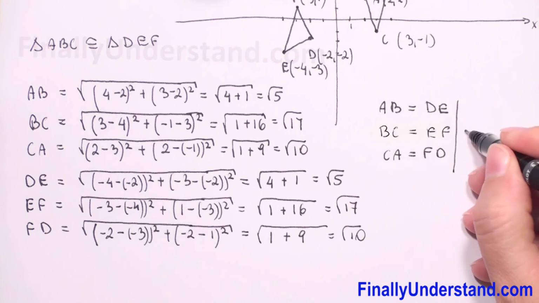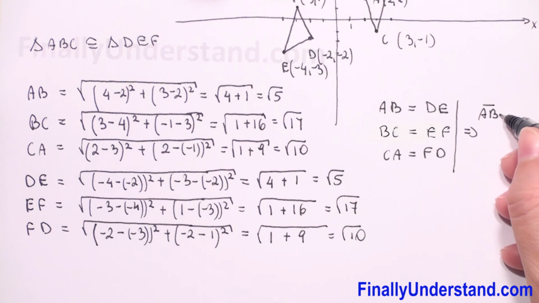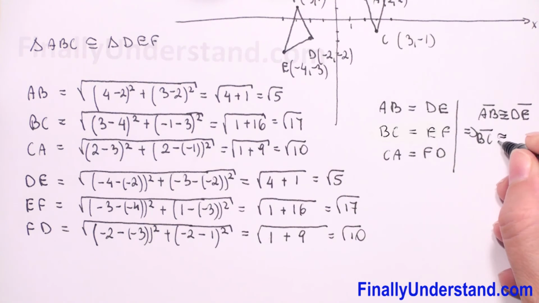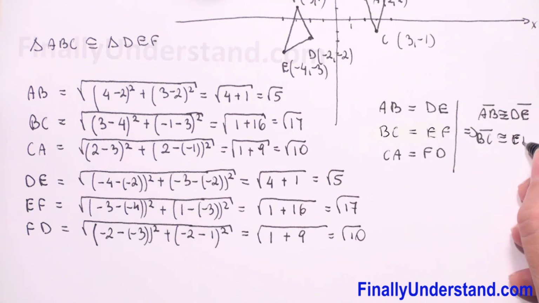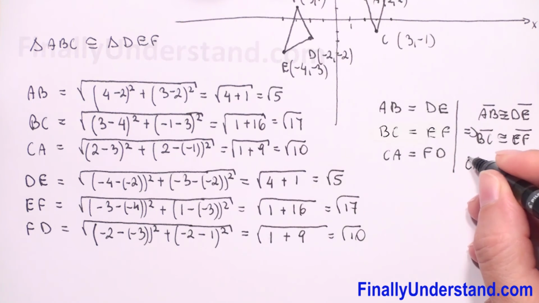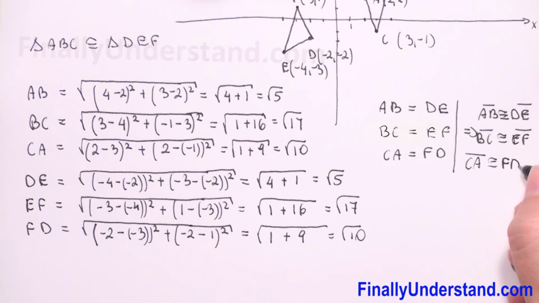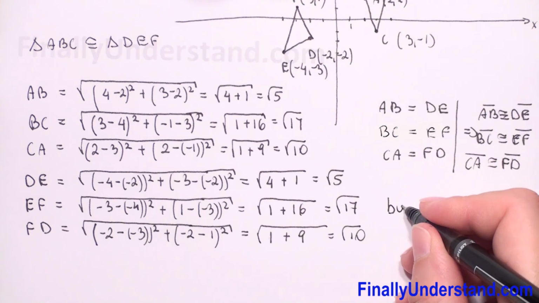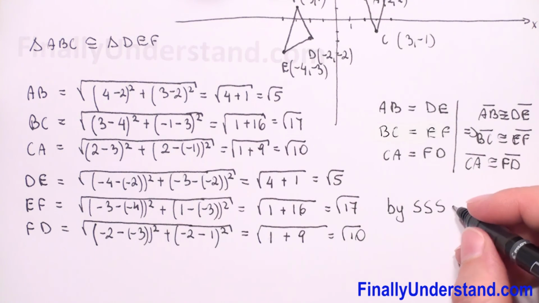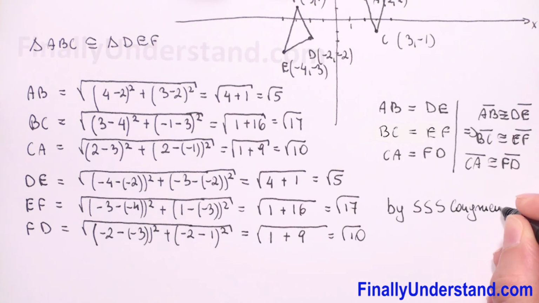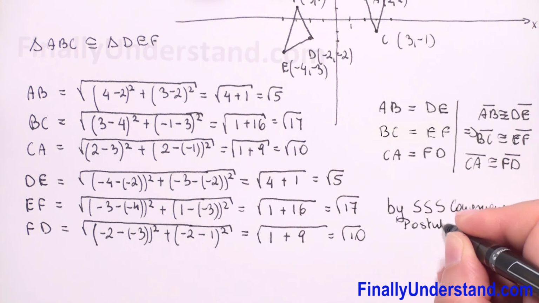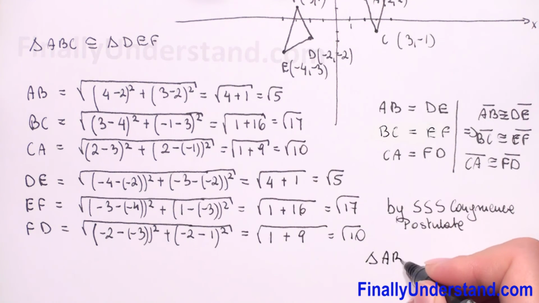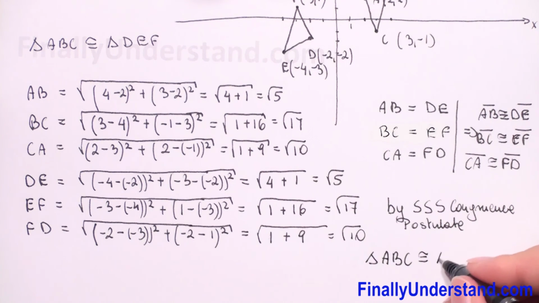It means that AB is congruent to DE and BC is congruent to EF and CA is congruent to FD. So by the side congruence postulate, we have that triangle ABC is congruent to triangle DEF.